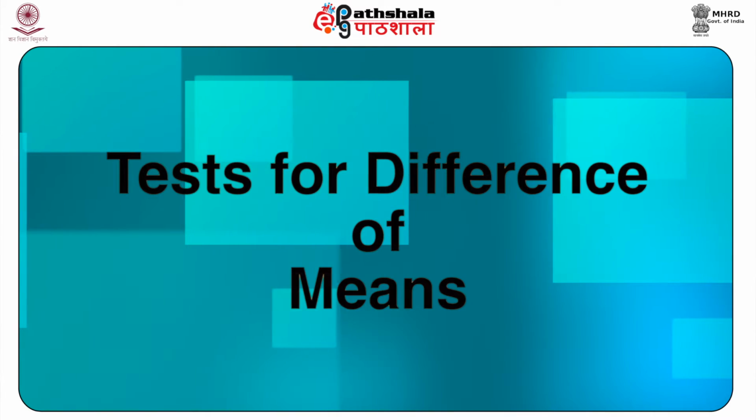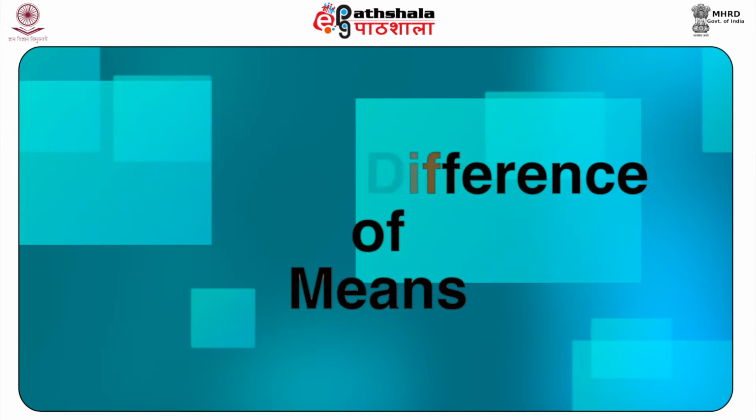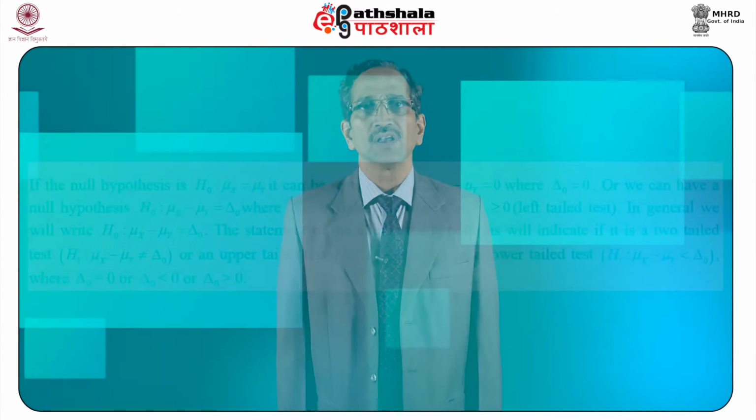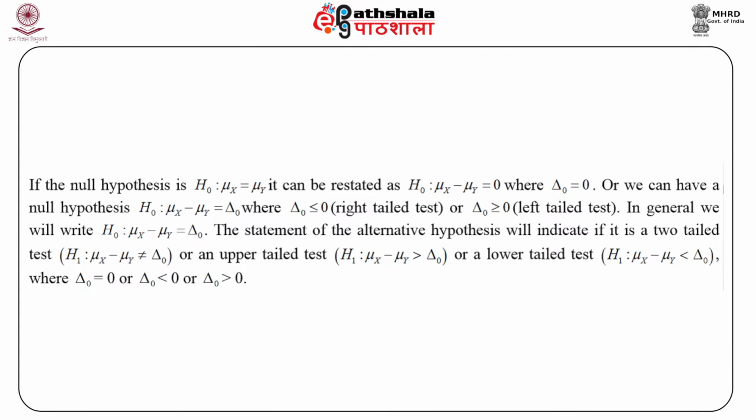Let us now try to understand the tests for difference of means. In testing for difference of means, we may like to know if the two population means are equal, or we may wish to test if one mean is greater than the other. The difference in mean values will be denoted by lambda and the null value by lambda 0. If the null hypothesis H naught is mu x equal to mu y, it can be restated as mu x minus mu y equal to lambda 0, where lambda 0 is equal to 0.